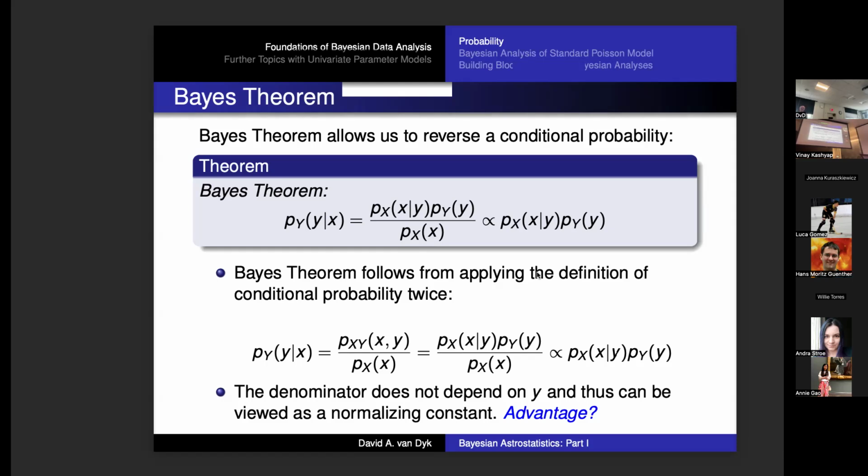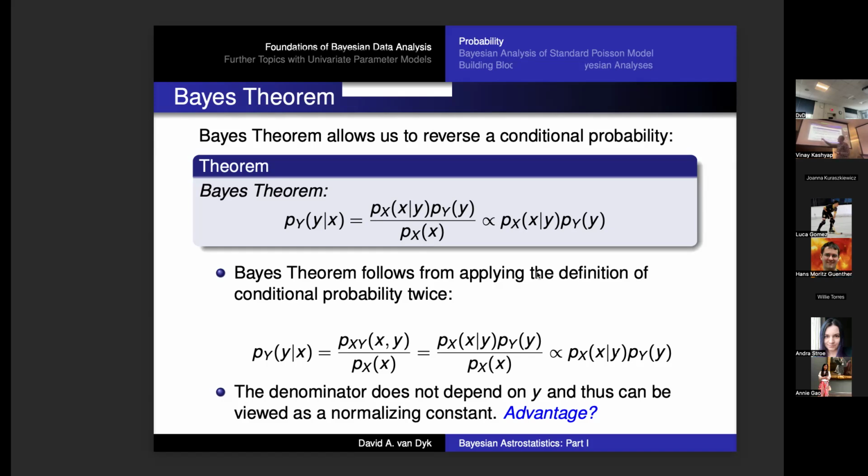The bottom of the slide is just deriving Bayes' theorem. You can look at that later. It's easy enough. We just use the definition of conditional probability twice. This is a little more important here. The probability of y given x has these marginal probabilities and the conditional in the opposite direction. And what I did here is I made it proportional and got rid of the denominator.